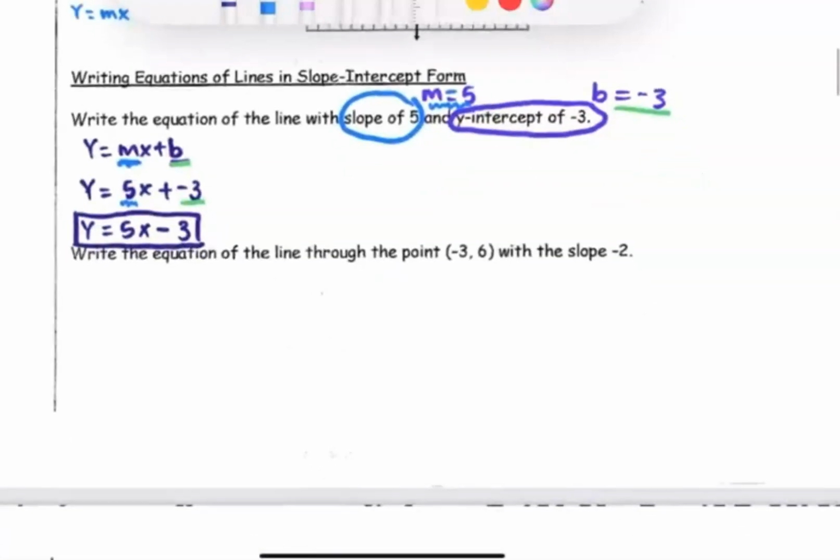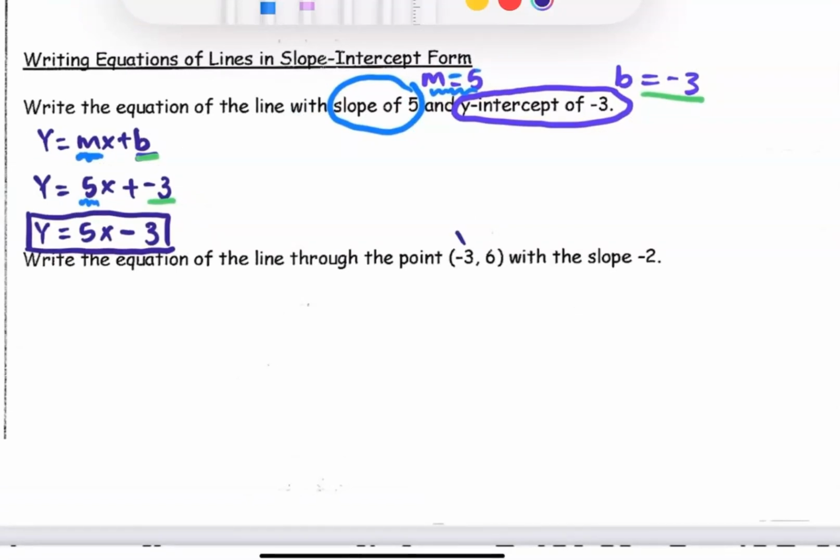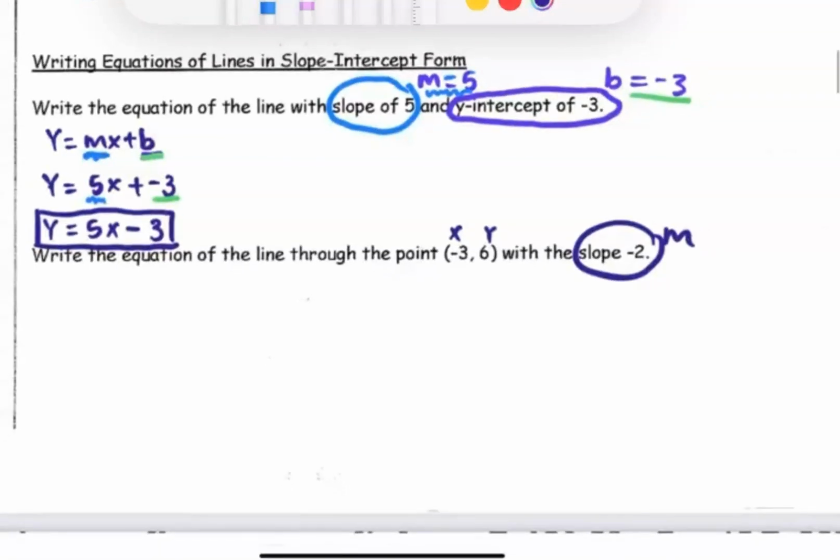And moving on, they tell me write the equation of the line through the point negative 3, positive 6 with the slope of negative 2. All right, I have to say this is my x number, this is my y number, slope is the same as m. So I have to plug something into my equation y is equal to mx plus b. Instead of saying y, I'm going to say this y. Instead of saying x, I'm going to say this x. And instead of saying m, which was my slope, I'm going to say this number for the slope.